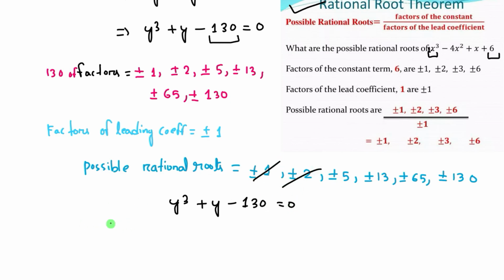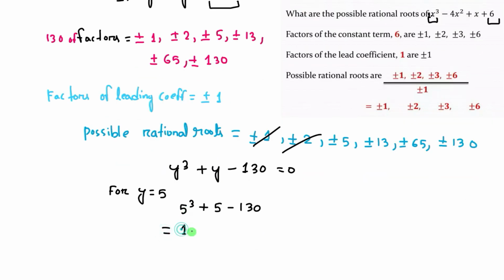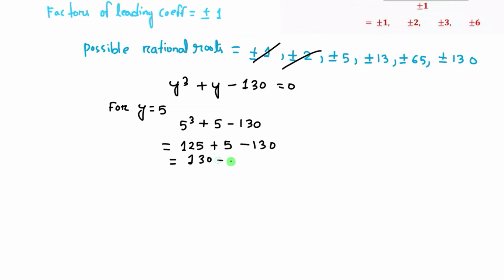Now we'll take y equals 5. For y equals 5, y cubed plus 5 minus 130 equals 5 cubed, which is 125, plus 5 minus 130. 130 minus 130 equals 0. So y equals 5 is satisfying the equation. So y equals 5 is one of the solutions.